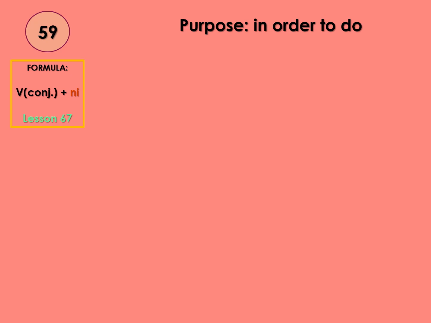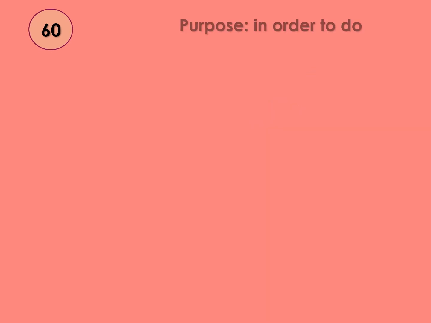59, expressing purpose. Formula is conjunctive form of the verb plus ni. Conjunctive ni. Lesson 67. This conjugation is often used when the main verb of the sentence is either to come, go, or return. In order to go, ikini. Since ikini ikimasu, kimasu, or kairimasu does not make sense, as you can't say to go in order to go, come, or return, ikini is not used.